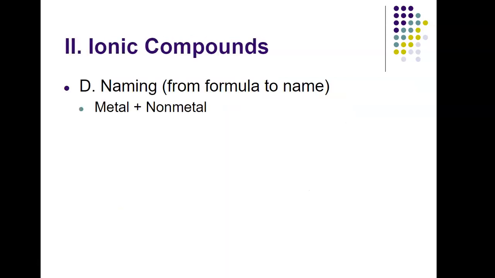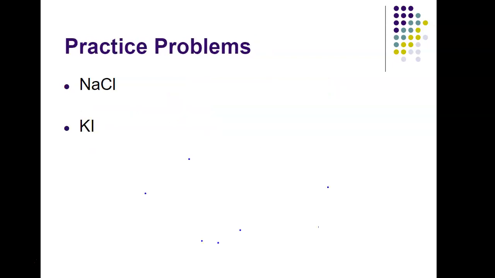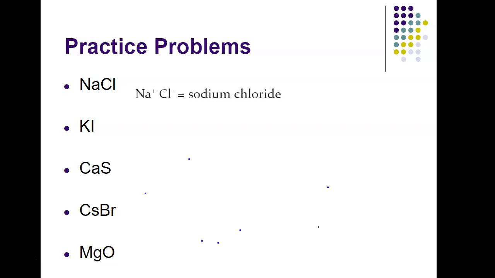All right. The last thing we're going to look at now is what do we do when we want to name from formula to the actual name? Okay. Our cation's always first. Our net charge has to be 0. So here's a bunch of problems for us to look at. So for NaCl, I would use my periodic table to pull it apart, and I would get Na+ and Cl-, and I would name each component. Na+ is the sodium ion, Cl- is the chloride ion, so I call this sodium chloride.